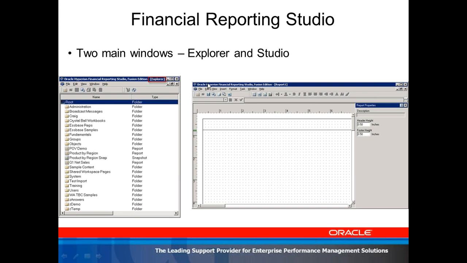So as I already showed you, when you open up Financial Reporting Studio, there are 2 main windows. The Explorer window, which shows you your folders and all the reports and objects that you have available to you to look at, edit, or possibly create. And if you're looking at them, editing them, or creating them, you're going to do it over in this Reporting Studio area that you see over here.